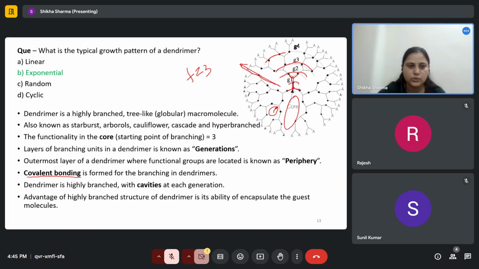From this it will further form more bonds, right? And from those it will form even more bonds as we move towards the periphery or the outer surface. It is increasing exponentially. So exponential is the correct answer. It is not increasing randomly.